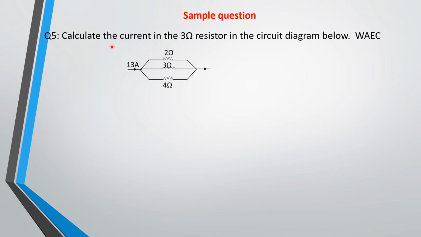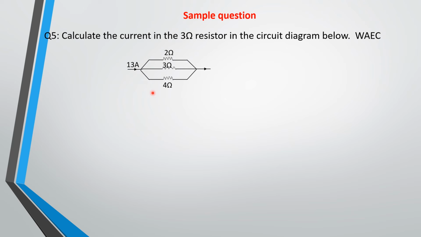Okay, so this is another question. This one says calculate the current in the 3 ohm resistor in the circuit diagram below. Okay, so this is a resistor. This is a circuit arrangement. So the current flow is 13 amp. Then these are 3 resistors that are in parallel. So you are going to first of all find their effective resistance so that you can get the potential difference.